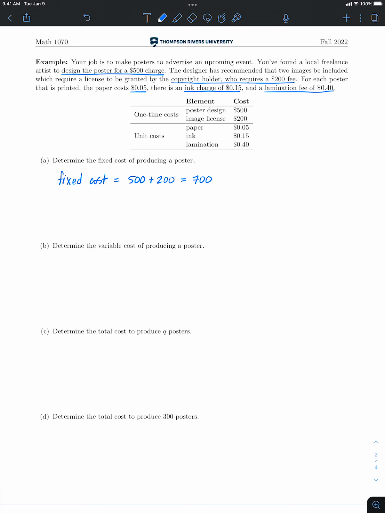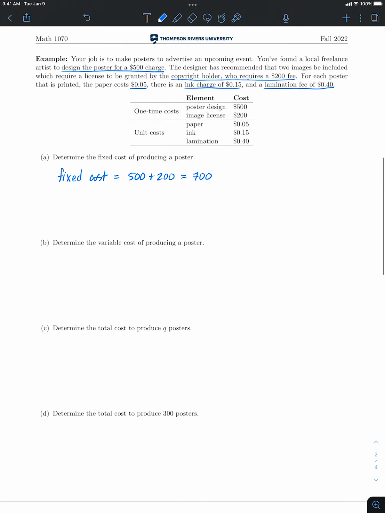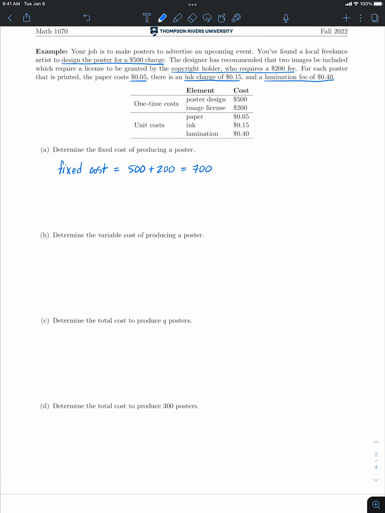Okay, well, great, that part's done. The next thing we're going to do is determine the variable cost of producing a poster. Okay, so in other words, how much does it cost for each poster that you actually produce? Okay, well, let's write this as the variable cost per unit.